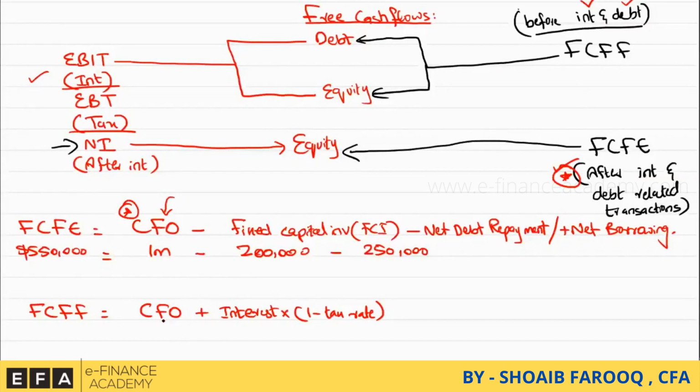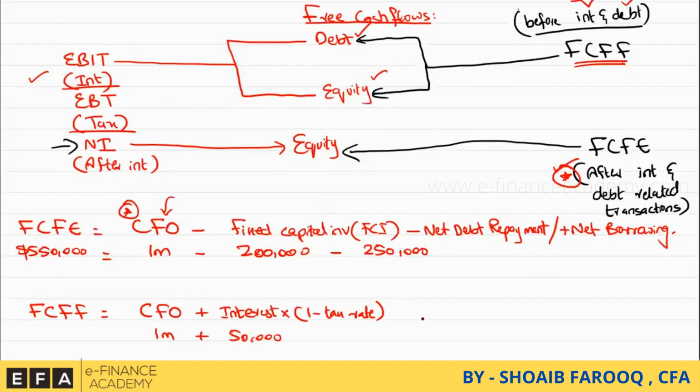I repeat again that we are adding back interest because it's already deducted from CFO, while we said free cash flow to firm should be both before interest and debt-related transactions, meaning we should not be deducting interest, we should not be deducting net repayment or adding the net borrowings. So let's say the CFO is 1 million, that's what the firm has generated, and we add back interest net of tax as 50,000. Is this the amount of cash that you have available for payment to debt and equity holders? Or are you going to reserve some money for funding growth, for funding your capex first?